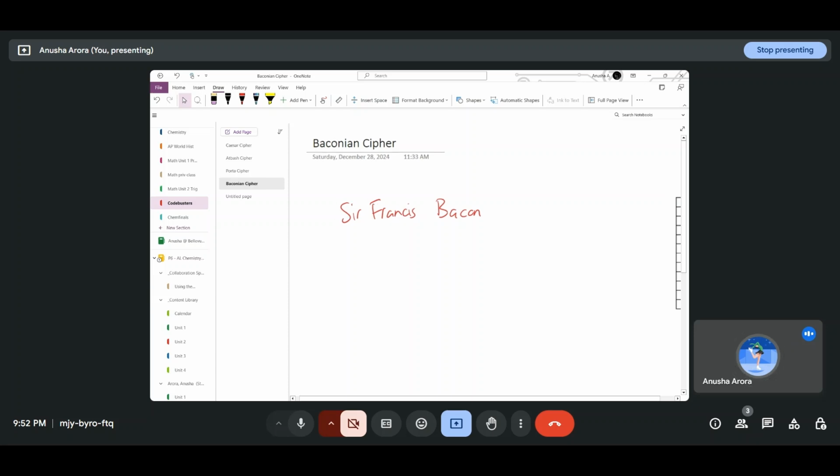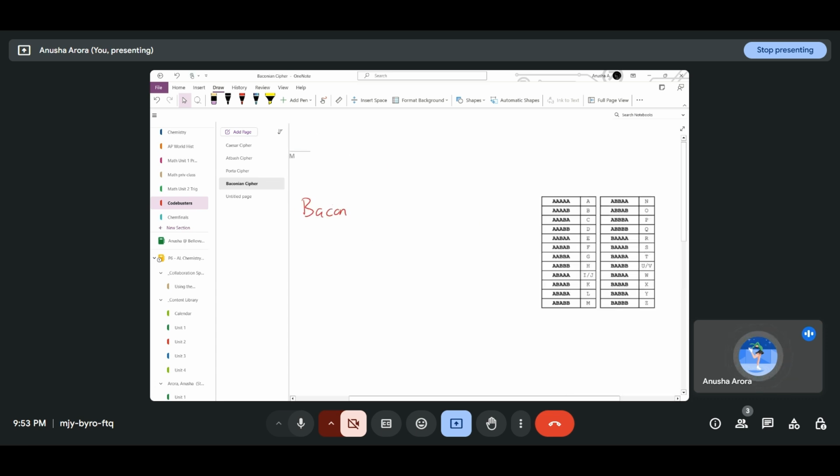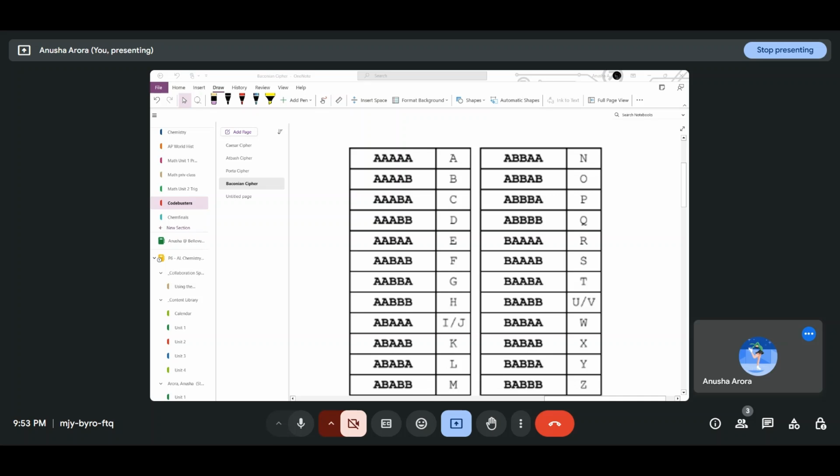This time what we're going to be looking at is the Baconian Cipher. And just some quick history, the Baconian Cipher was created by someone called Sir Francis Bacon. Without further ado, let's dive into the Baconian Cipher.